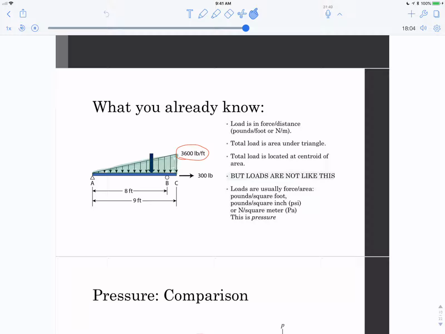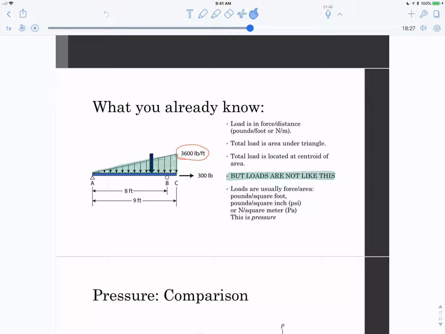They might be in newtons per meter. The total load is the area under the triangle, and the total load is located at the centroid of the area, 1/3 of the way over of that 9 feet. However, loads in real life are not like this. You do not find loads in pounds per foot in nature.